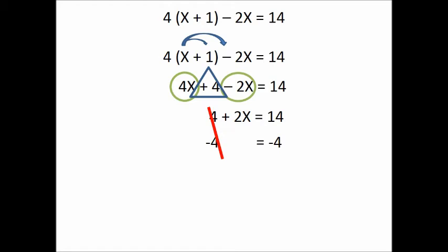So now we have 14 minus 4, which is going to equal 10. So our new problem reads 2x equals 10. So now we divide by 2 because we want to get rid of that 2. So we're going to cancel it. So now we have 10 divided by 2, which is going to equal 5.